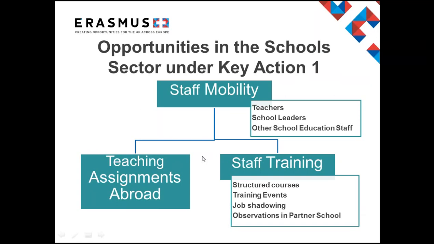So on this screen now, you can see that there are 2 types of opportunities available for Key Action 1. So staff can undergo a teaching assignment abroad. So that would be a period of teaching in another institution in another country that's involved in the programme. Or there are staff training options. So participants could go on a structured course, and that could be through a private course provider. They could go to training events, job shadowing in a partner school, or observations in a partner school. So there's a wide range of opportunities for staff under Key Action 1.